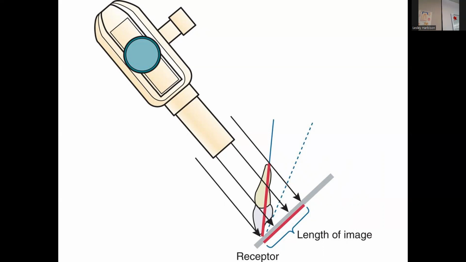Cementum is on the root, and dentin. So dentin is on the crown and the root, but cementum is only on the root.